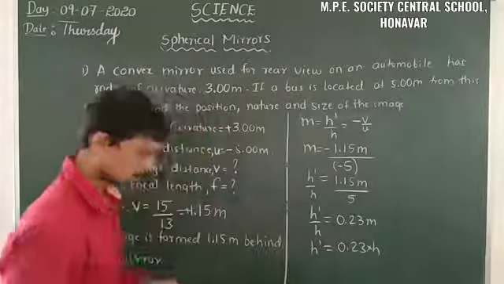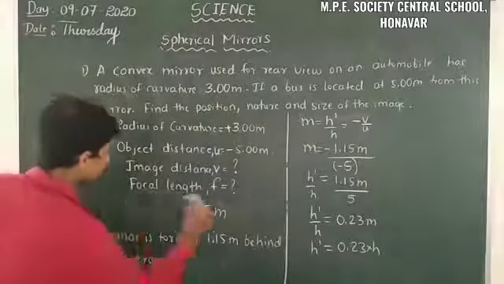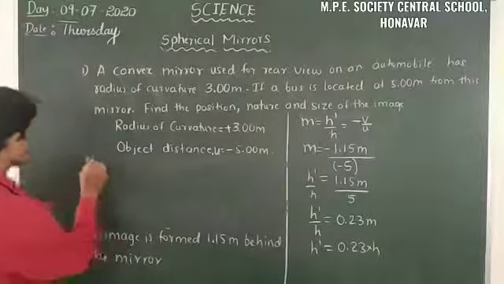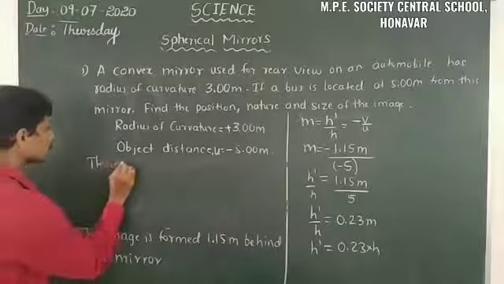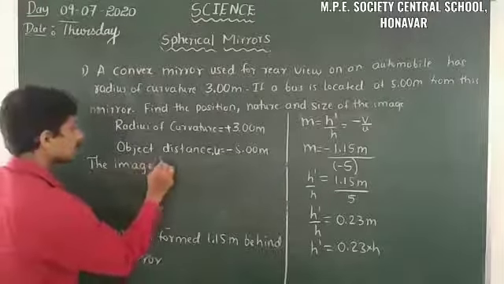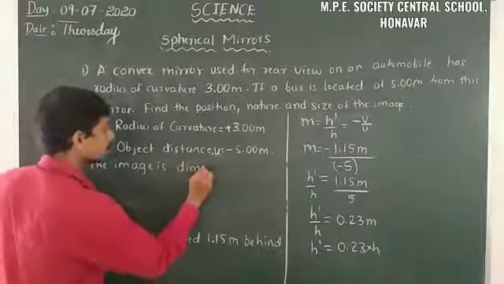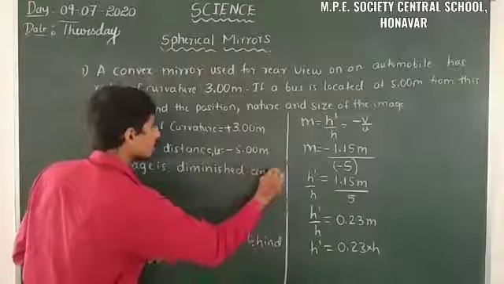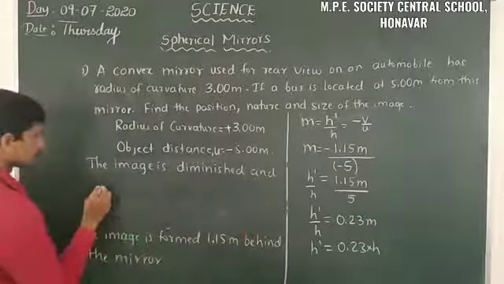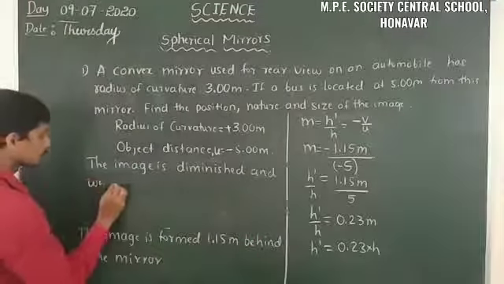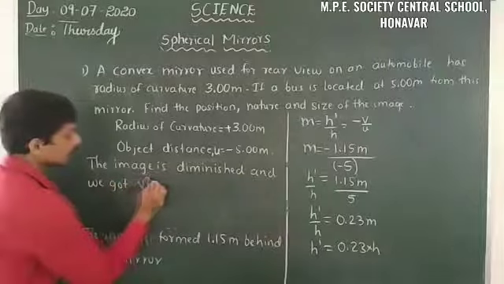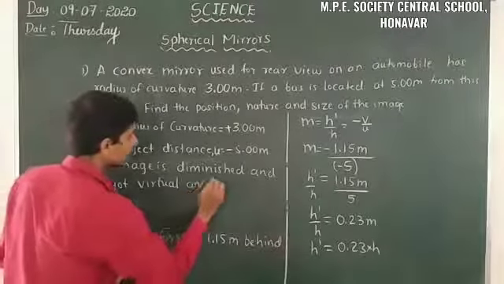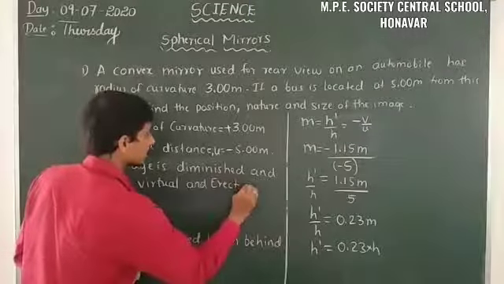So what we have to write here? The image is diminished, and we got a virtual and erect image here.